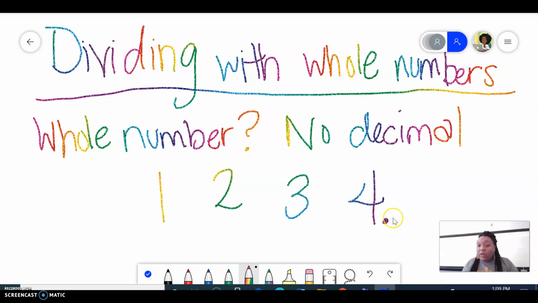4 and 2/10 is a decimal. This is not a whole number. And so we want to make sure that we're dividing with whole numbers today, and that's what we'll be doing. So let's get to work.